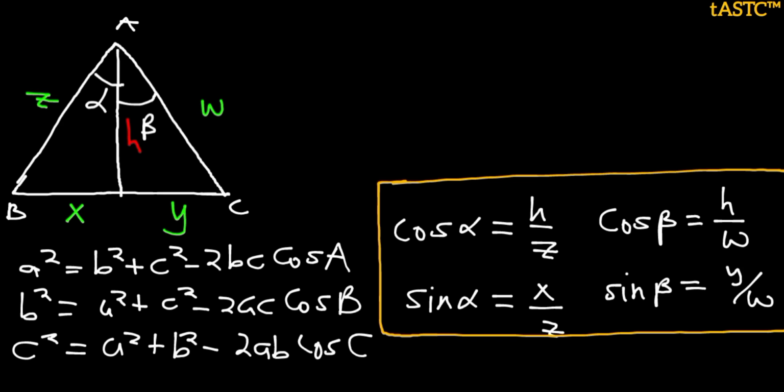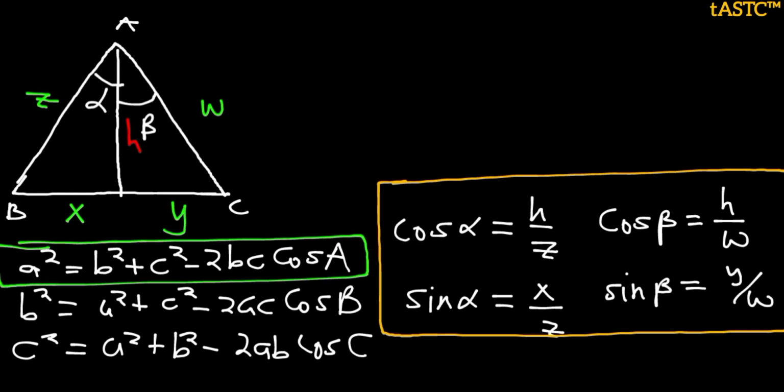Now, which one are we going to use? We're going to use the one that relates to the angle, because we are more interested in the angles. So let us choose the one that has to do with this angle. That clearly is going to be this one. So we got a squared equal to b squared plus c squared minus 2bc cos A.